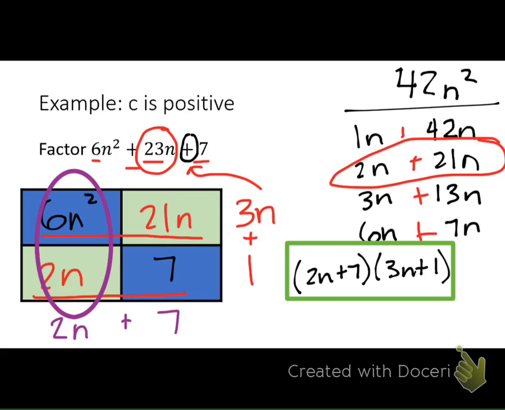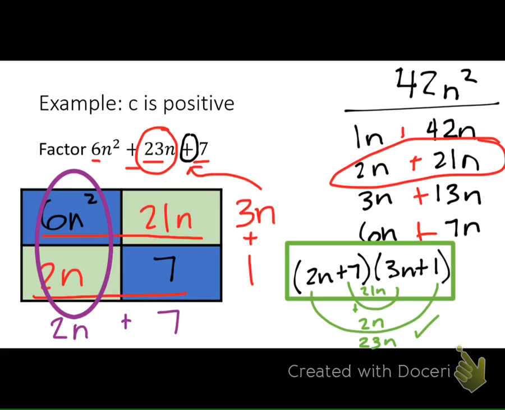You can refoil it and see that it works. An easy way to check is, this is my preference on how to check, but it might not be yours. My preference is I just check my inner and my outer terms, because those are the ones that combine. So 7 times 3 is 21n, and then 2 times 1 is 2n, and I added those together to get 23n.